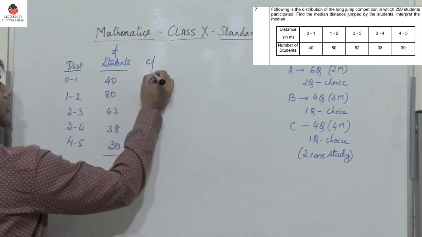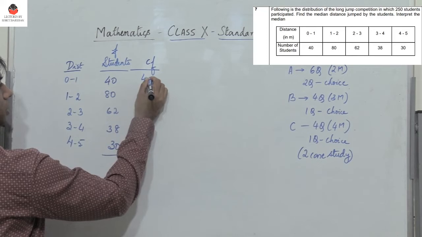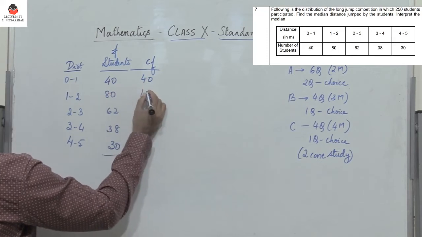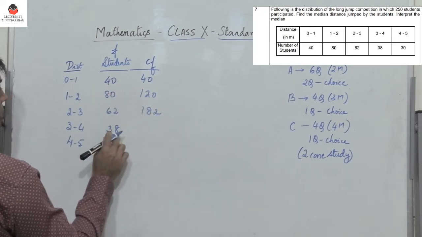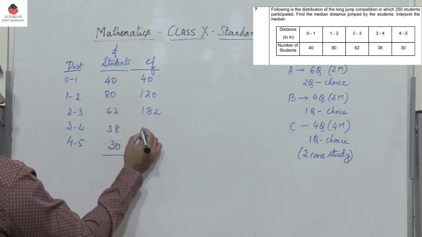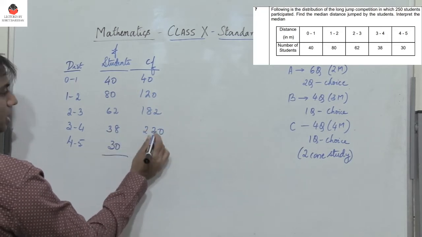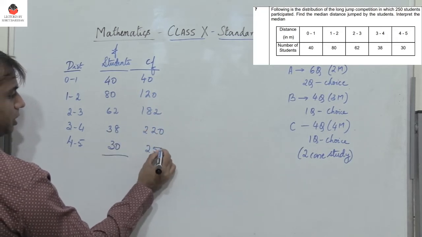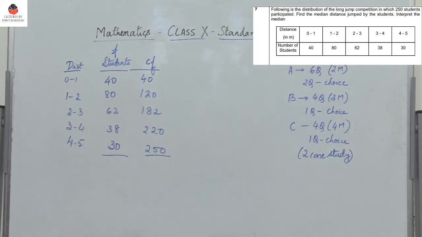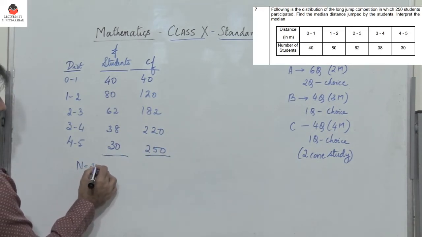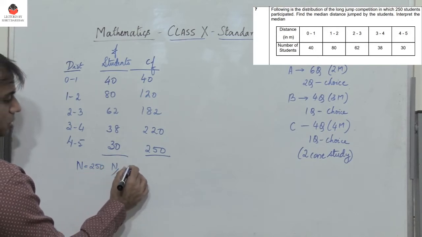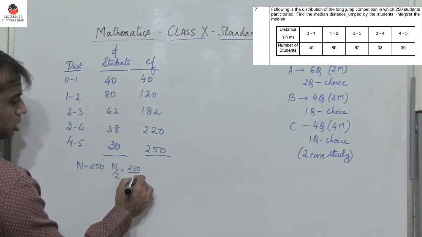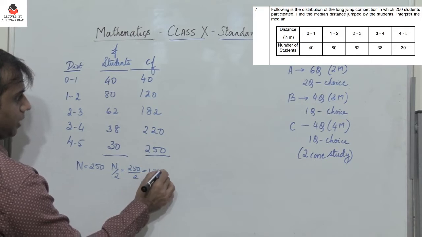Let's find the cumulative frequency. So I have 40. Next, 40 plus 80 is 120. 120 plus 62 is 182. 182 plus 38 is 220. And 220 plus 30 is 250. So given 250 students, finally we got 250 here. So n equals 250. N by 2 equals 250 by 2, which is 125.